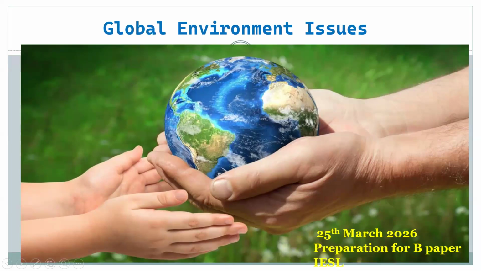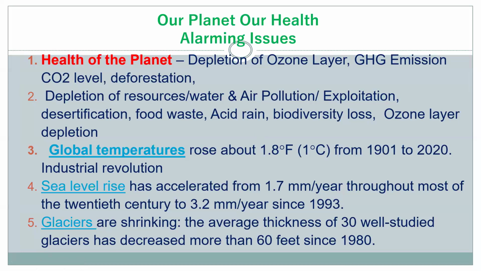Today we are going to go into detail on global environmental issues. I think most of you need to know the environmental issues because it is not limited to civil or environmental engineers. This diagram shows that our generation has to pass on to the next generation a clean, healthy planet. So, our planet, our health. What are the alarming issues which affect the health of the planet?